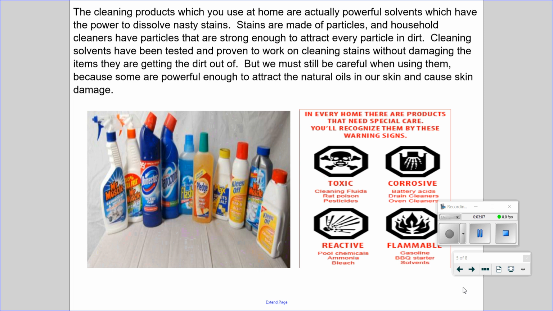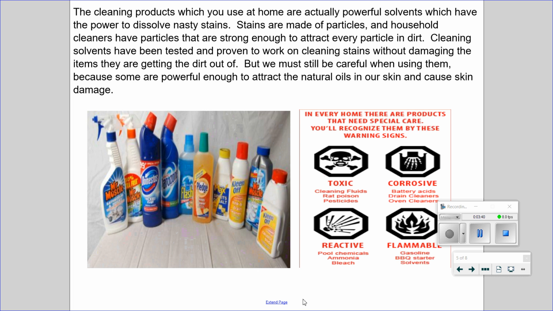The cleaning products which you use at home are actually powerful solvents, which have the power to dissolve nasty stains. Stains are made of particles, and household cleaners have particles that are strong enough to attract every particle in the dirt. Cleaning solvents have been tested and proven to work on cleaning stains without damaging the items they're getting the dirt out of. But we must still be careful in using them because some are powerful enough to attract the natural oils in our skin and cause skin damage.